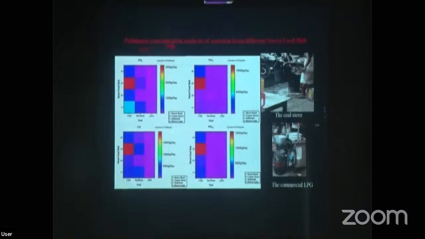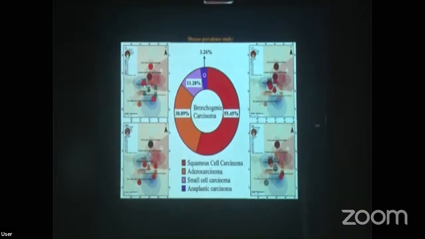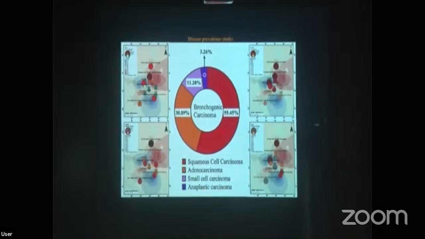Now, the pollutant concentration analysis related to different street food hubs, and we are trying to find out the major source of the roadside particulate matters. So from this heat map, we try to get an idea about the sources. The health survey along with the hospital data is suggesting that this type of disease prevalence may be associated, but it requires some more studies also. That is, this type of carcinoma is increasing, maybe due to this type of activities. Because from the data we can see that the rate of 4 types of carcinoma has been reported for the last 2-3 years.